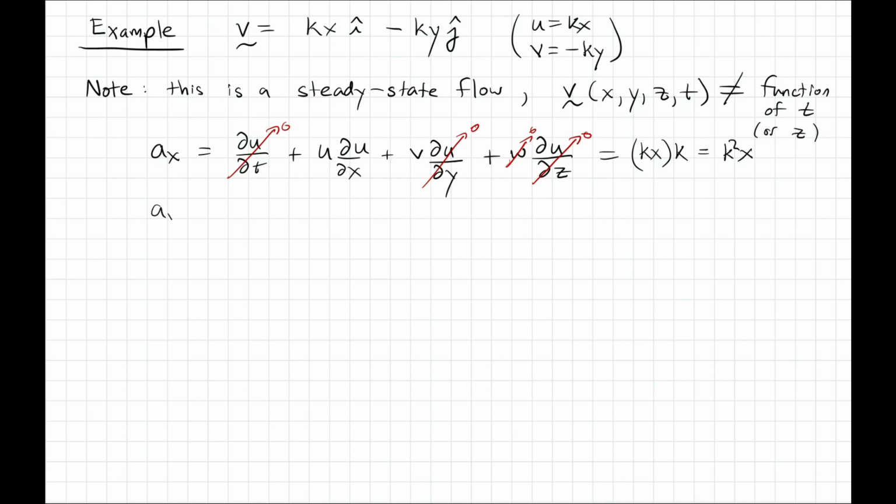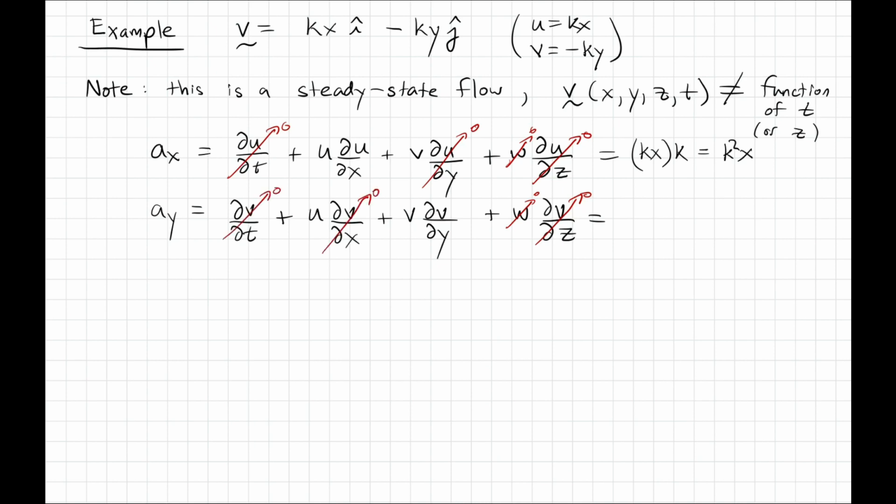You can do the same thing for the y component of acceleration and write out its material derivative. So dv/dt plus u dv/dx plus v dv/dy plus w dv/dz. The z component terms are all 0 because there is no z component to velocity. It's steady state, so that term's 0, and v doesn't depend on x if you look at the dependence, and so that term is 0. And when you evaluate, you find that the acceleration in the y direction is just k squared y.